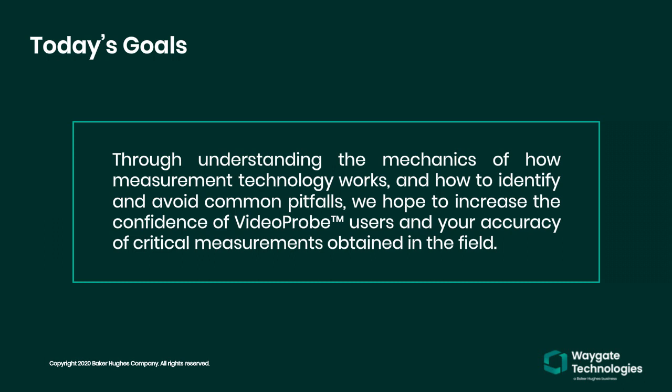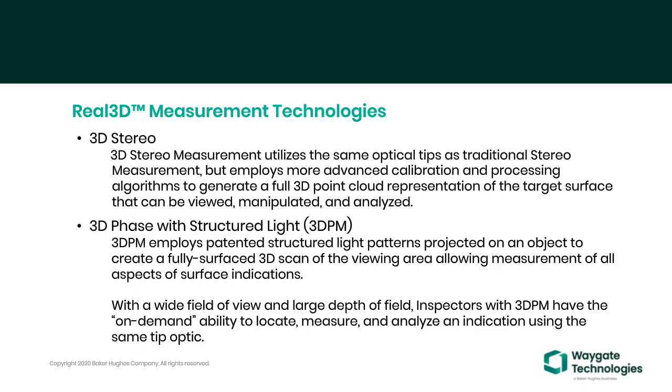The two measurement technologies we're going to spend most of our time on today are 3D stereo, which is a measurement technology that utilizes the same optical tips as traditional stereo measurement, but it employs more advanced calibration and processing algorithms to generate a fully surfaced point cloud, which represents a target more accurately, and you can then view it, manipulate it, and analyze it, instead of only getting data where cursors are placed with standard stereo measuring.